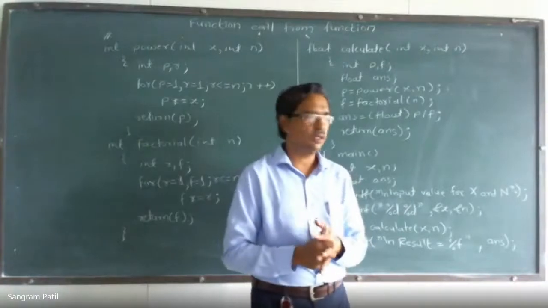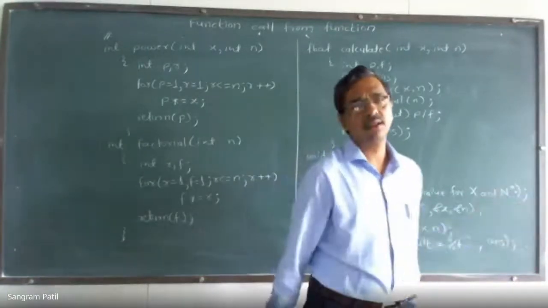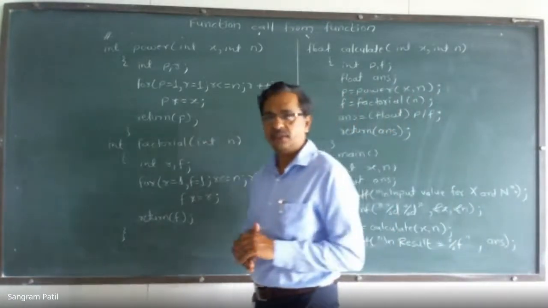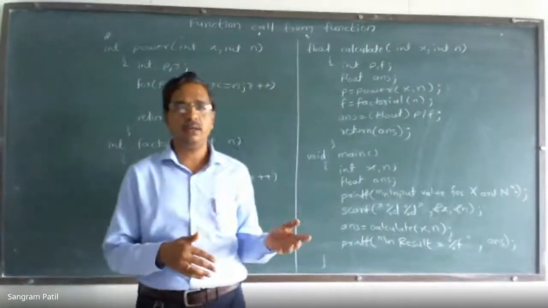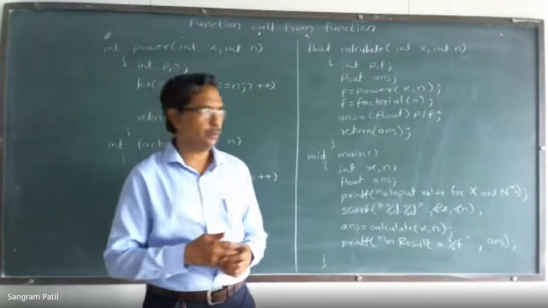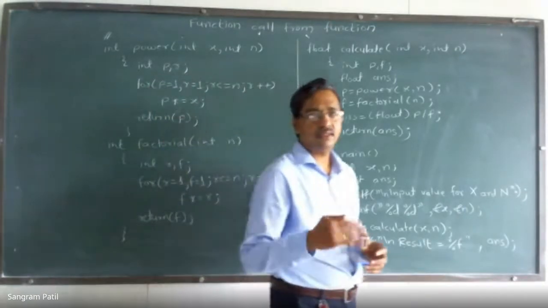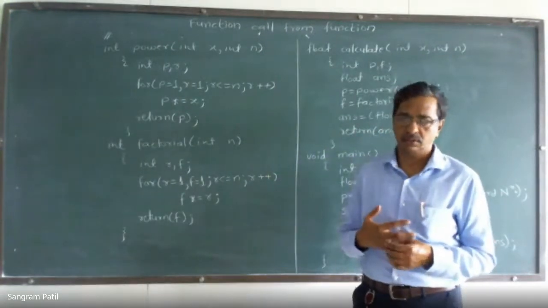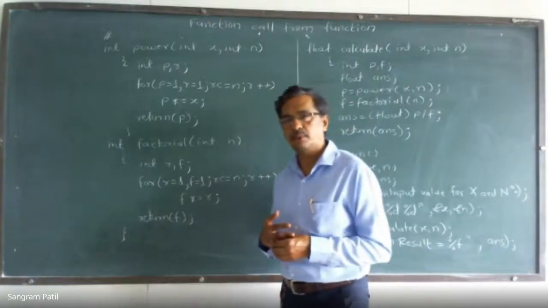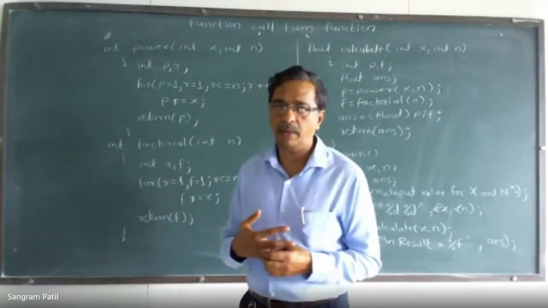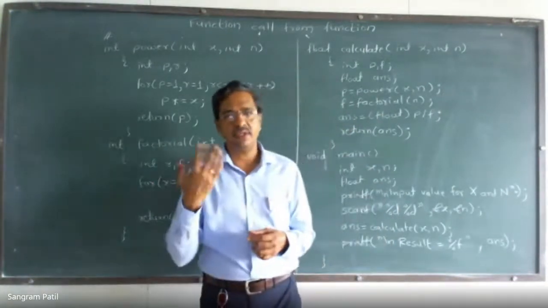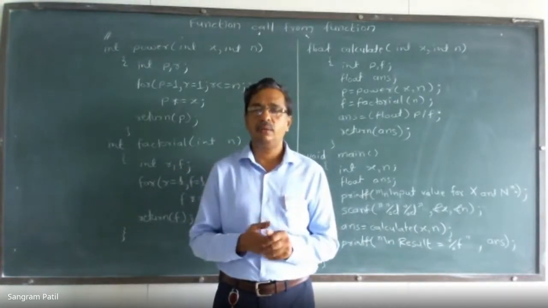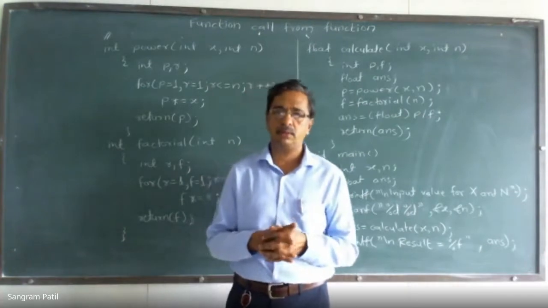Already in the last two, three lectures, we have been working with functions. Already we have checked a simple function without passing any parameter and without returning any value. In the next lecture, we discussed passing a value to the function. The value which we pass from the main program is called an actual parameter, and the value which is received into the function is called a formal parameter.